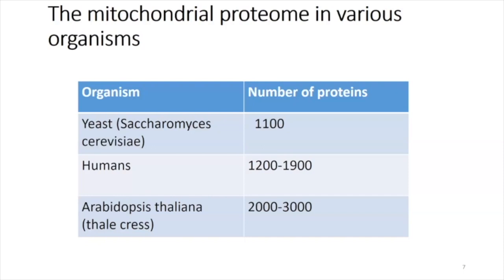Now, in yeast, the number of different proteins expressed in the yeast mitochondria is 1100. In humans, it's 1200 to 1900. And again, plants are more complex. Arabidopsis thaliana mitochondria contain 2,000 to 3,000 different proteins. So, about 10 to 15% of all proteins in the proteome are found in the mitochondria.